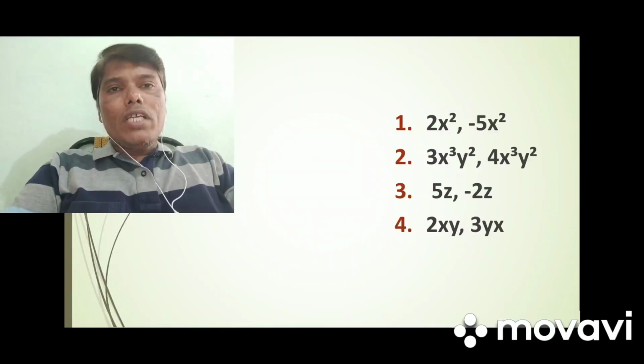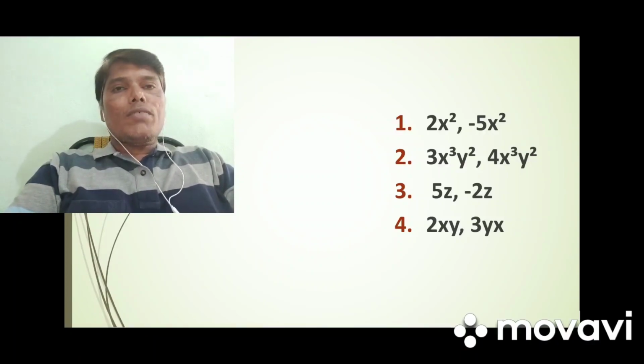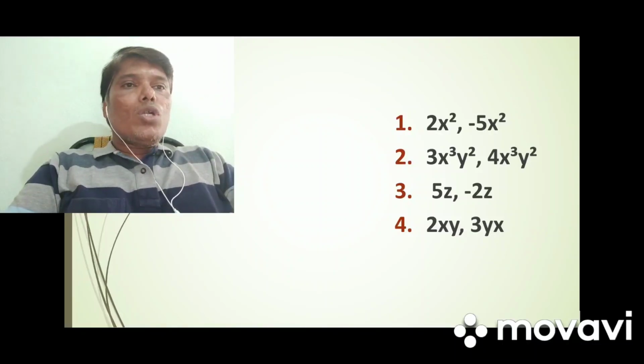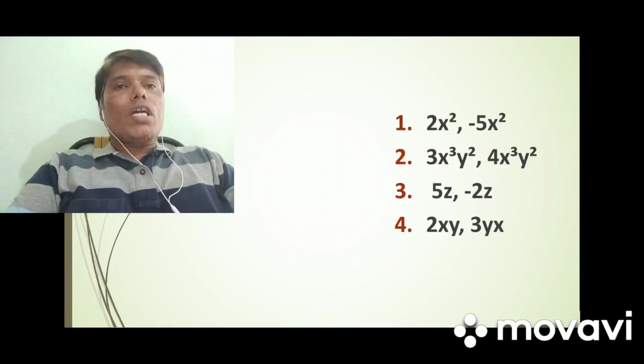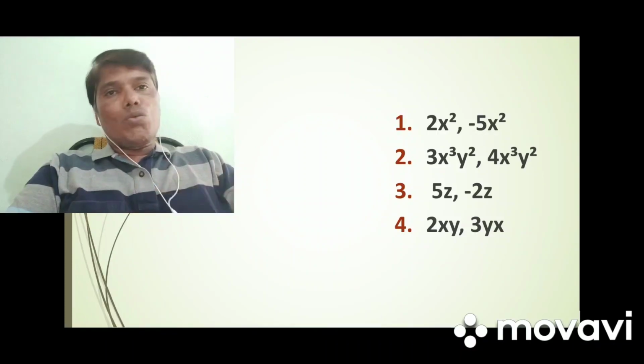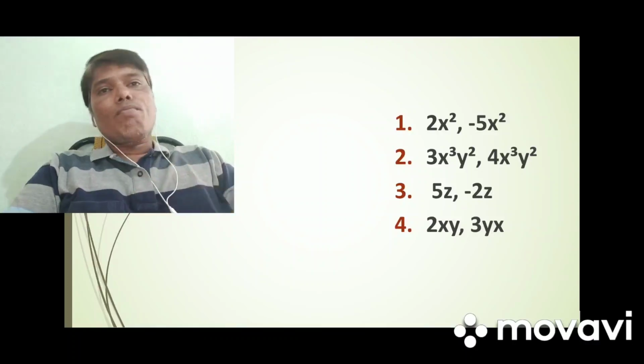The terms having same variables with the same exponents are called like terms. Once you observe the examples, the first example, 2x square, minus 5x square. These two terms are having the same variable x with the same exponent 2. Here the variable is same and exponent also same. So these two terms are a pair of like terms.